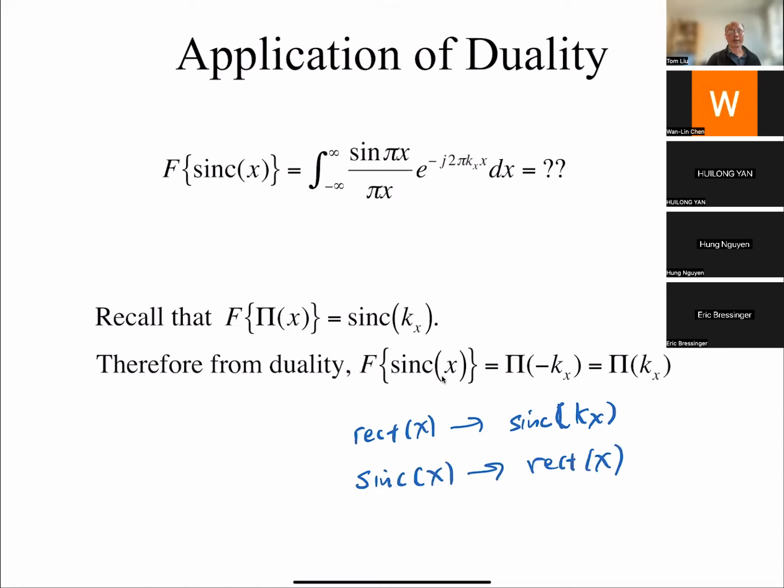Okay, so that's another set of Fourier transform pairs that will come up all the time, especially when we're doing MR.